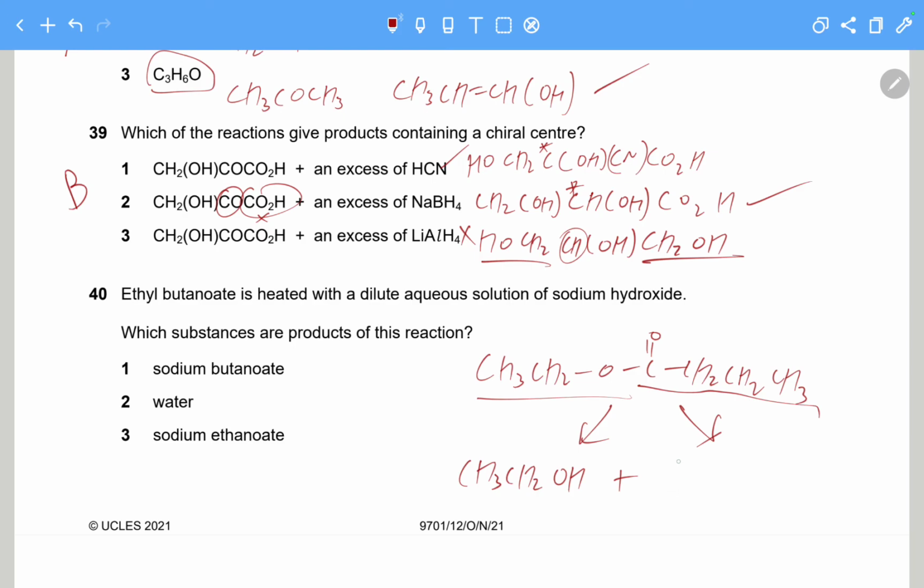The salt, because if it's acid hydrolysis, it will give you the carboxylic acid. If it's an alkaline hydrolysis, it will give you a salt of the carboxylic acid. So this will give you CH3CH2CH2COONa, which is sodium butanoate. So which substances are products of this reaction? Sodium butanoate, yes. Water, no, we can't see any water here. Sodium ethanoate, no. Why would that form? So D is the correct answer.